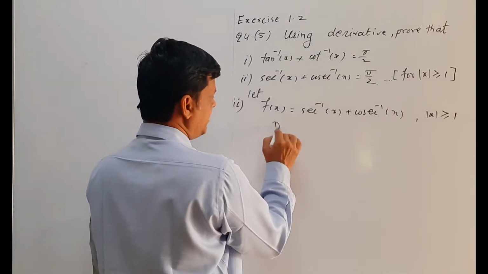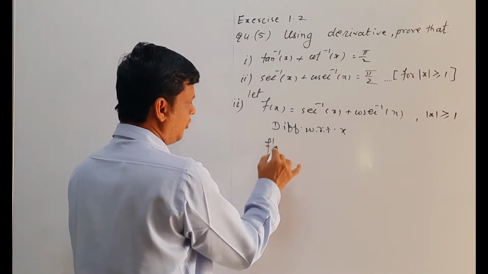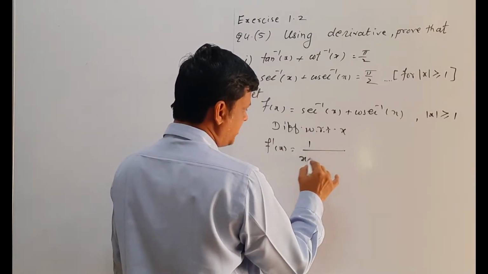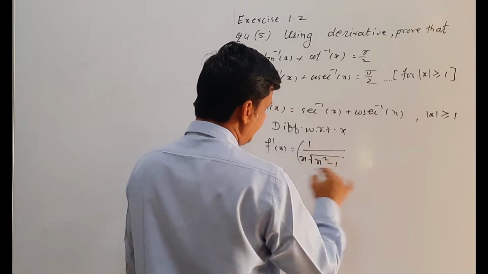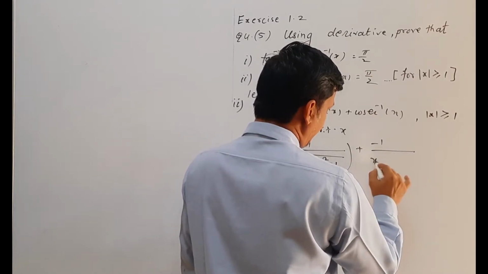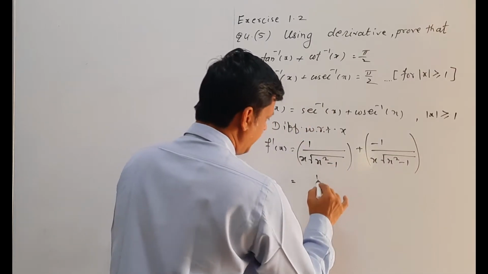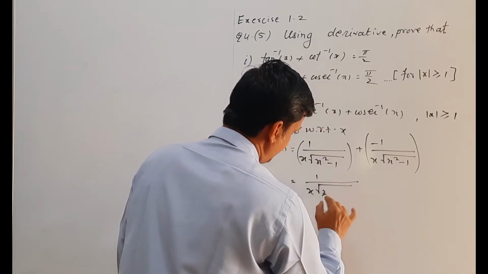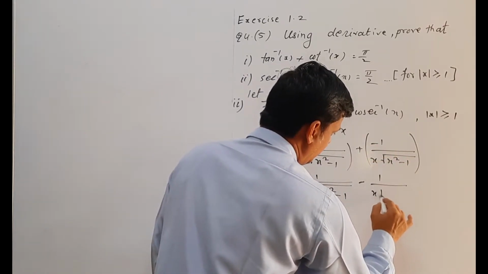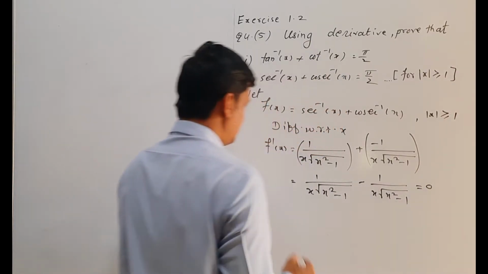First we differentiate this function with respect to x. Now the derivative of f of x is f dash of x. The derivative of sec inverse x is 1 upon x into under root x square minus 1, plus the derivative of cosec inverse x is minus 1 upon x into under root x square minus 1. We remove the bracket: 1 upon x into under root x square minus 1 plus minus, minus 1 upon x into under root x square minus 1. So here its difference is 0.